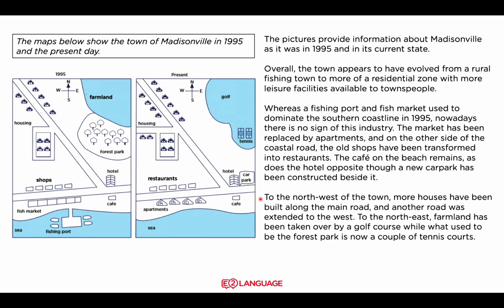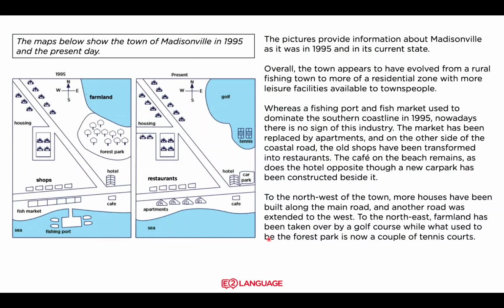To the northwest of the town, more houses have been built along the main road, and another road was extended to the west. So I'm talking about this part here. Remember, you shouldn't skip anything. So I have to talk about houses and also the road extension. To the northeast, farmland has been taken over by a golf course, while what used to be the forest park is now a couple of tennis courts.